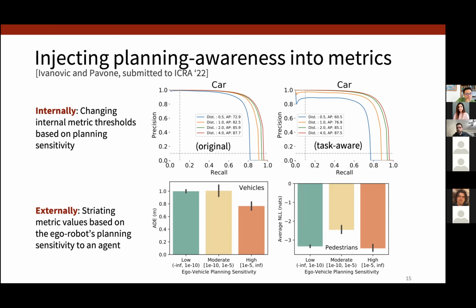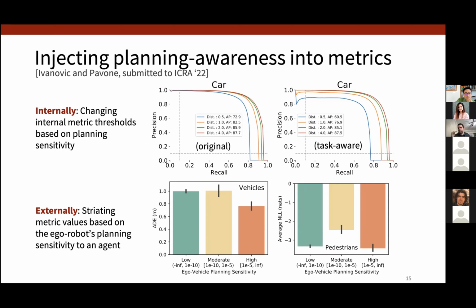And usually there are intersection over union metrics or even distance-based metrics that are used internally in order to define this threshold and to define what's a true positive and false positive. And so what we can do is scale this threshold, in effect forcing the model to be more accurate on more sensitive agents. And so we can see what the scaling does.